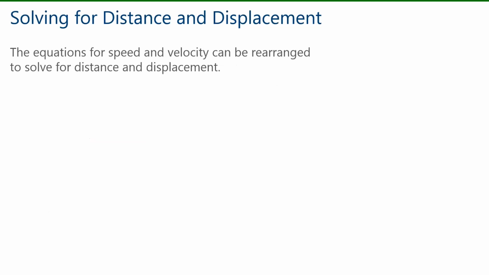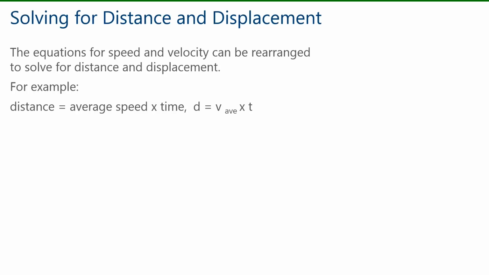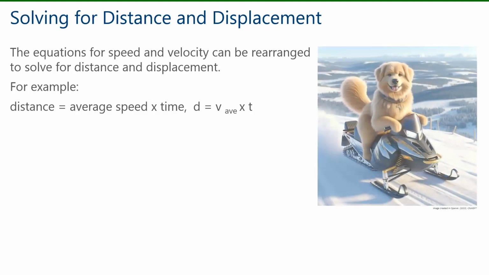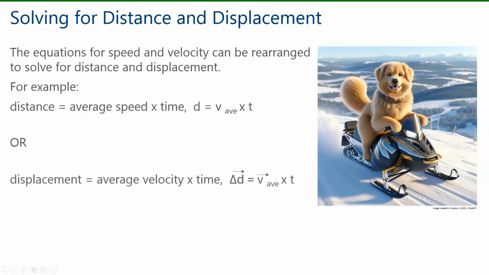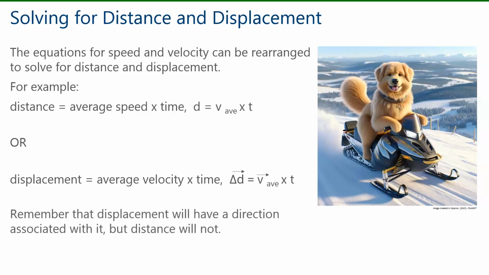The equations for speed and velocity can be rearranged to solve for distance and displacement. For example, distance is equal to average speed times time, or d is equal to v average times t, or displacement is equal to average velocity times time, or delta d with an arrow above to indicate a vector quantity equals v average times t. Remember that displacement will have a direction associated with it, but distance will not.